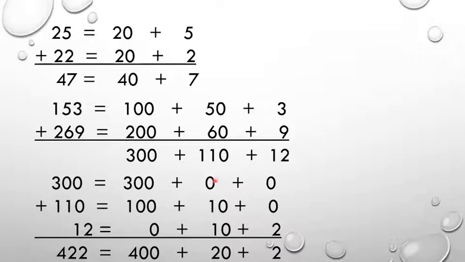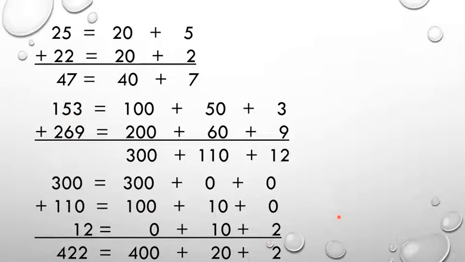Okay, 0, then 10 and 10. So you add 10 and 10, become 20. Here 300 and 100. So we add 300 to 100, it will become 400. If we add them again, it will be 422. So we can say that 153 plus 269 will result to 422.